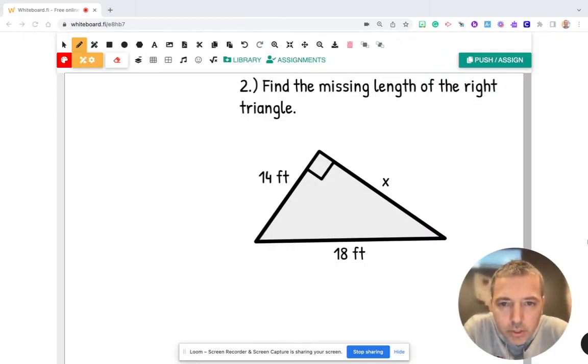Hi guys, we're going to solve question number 2 here. Find the missing length of the right triangle. So again, a right triangle, we know you're going to use a squared plus b squared equals c squared to find that missing side. Now, we said that the most important part was to label the triangle, right?